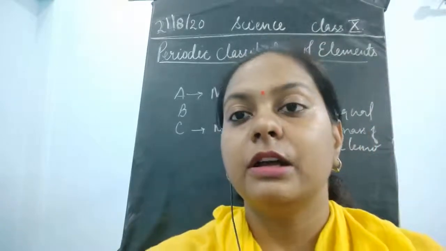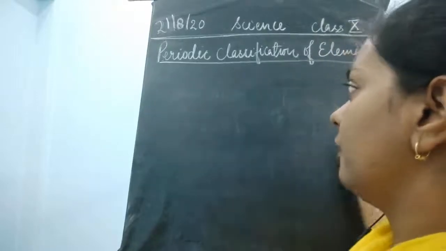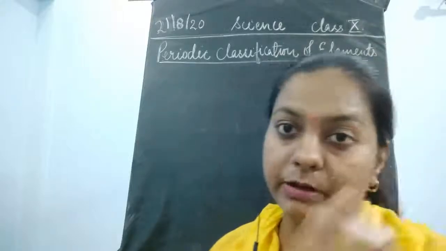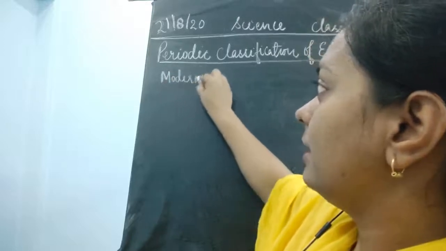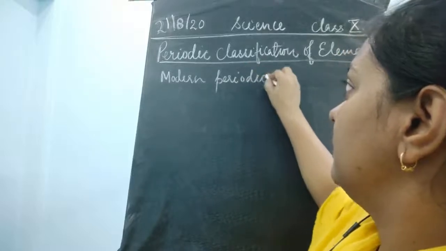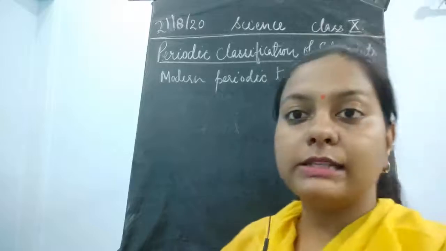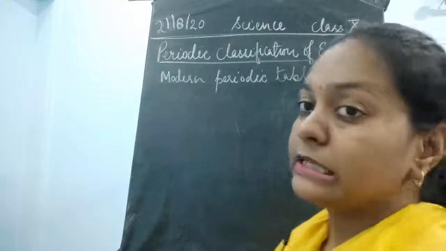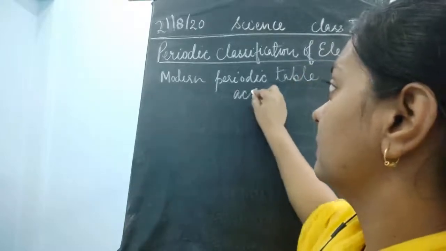After that, the latest form of the periodic table came, the most acceptable form, that is the long form of the periodic table, or the modern periodic table, okay. Children, what does this mean? What is the meaning of this modern periodic table? This modern periodic table means that it is one of the most acceptable forms, okay.